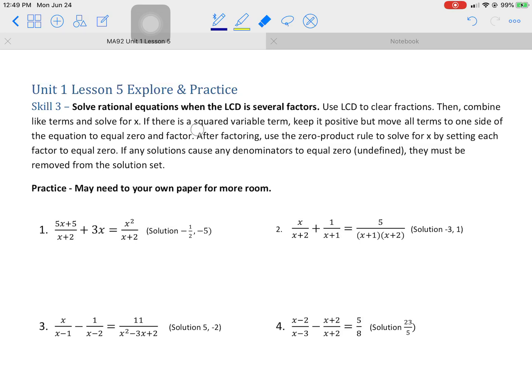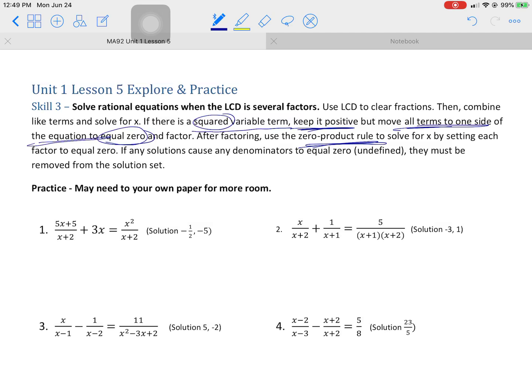If there is a squared variable, you want to keep it positive. So if you end up with an x squared on both sides, make sure you move one of the x squareds to the other side, keeping the x squared positive, because that's what we know how to factor. We don't know how to factor ones with a negative, so keep the x squared positive. Then make sure you move all terms to one side to equal 0. That's how you factor. So you want all the terms together, the x squared positive, and it equal to 0. Then you're ready to factor.